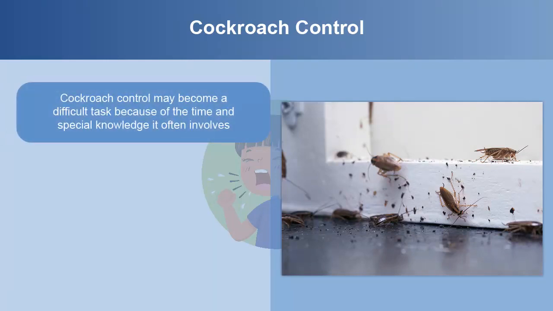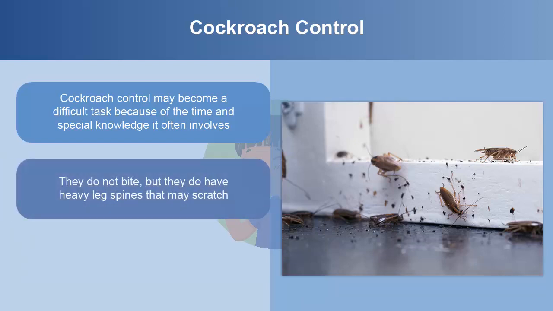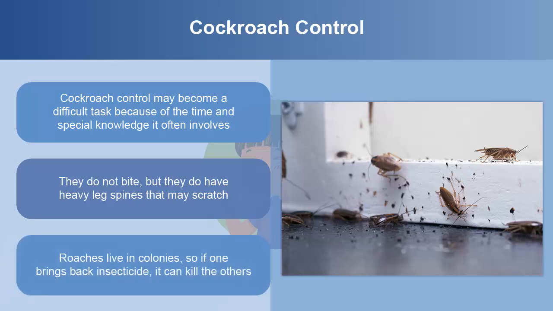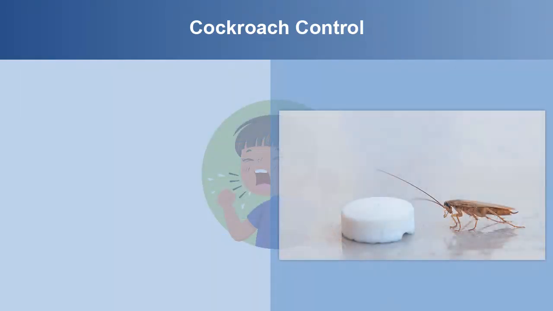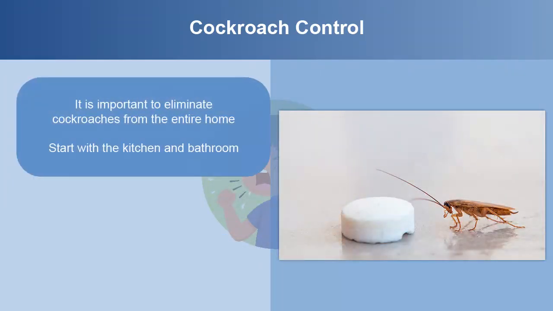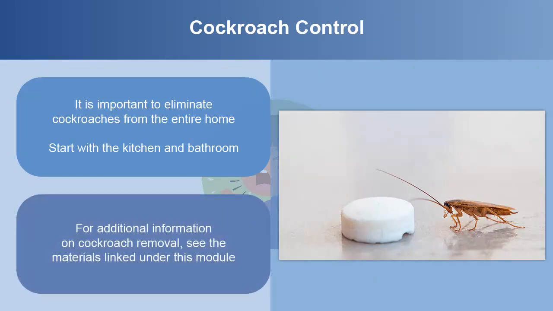Cockroach control may become a difficult task because of the time and special knowledge it often involves. They do not bite, but they do have heavy leg spines that may scratch. Roaches live in colonies, so if one brings back insecticide, it can kill the others. It is important to eliminate cockroaches from the entire home. Start with the kitchen and bathroom. For additional information on cockroach removal, see the materials linked under this module.